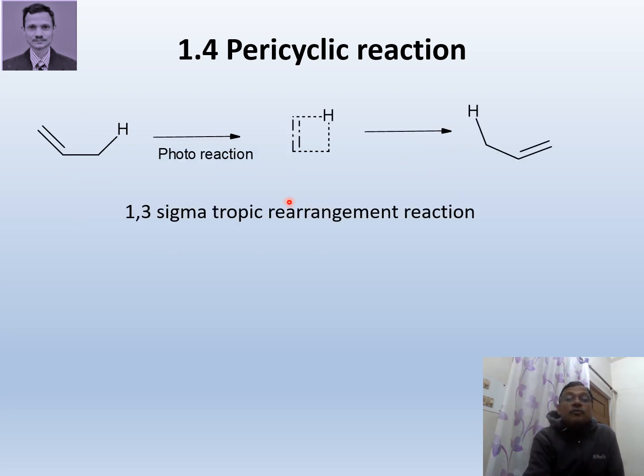And this is the third one, 1,3 sigmatropic rearrangement reaction in which the allyl compounds rearrange via a 4-member transition state to generate a rearranged product. So the hydrogen is shifted from one position to this 3 position. Though these compounds are very similar, the same molecule, if you put a substituent here, then we have a completely different product.